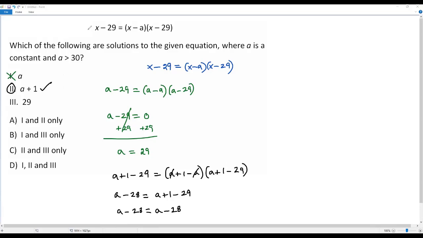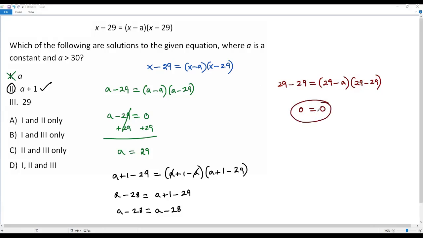Now we have to verify the third solution, that is 29. For that we have to plug in 29 for x into the given equation. Let me do it. So that is 29 - 29 = (29 - a)(29 - 29). Here I just plugged in 29 for x. On the left side, 29 - 29 is 0, and on the right side 29 - 29 is 0. When 0 is multiplied by this stuff, it's still 0.